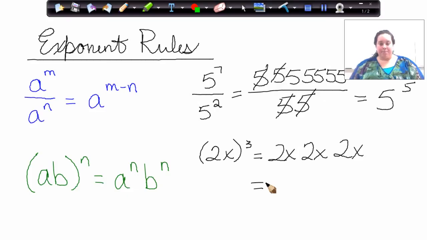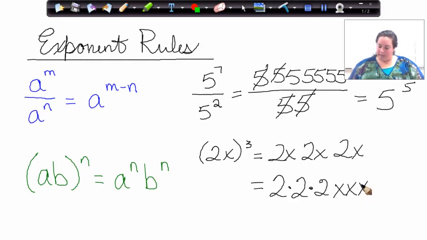Remember, we have the associative and commutative properties in multiplication. So we can say 2 times 2 times 2 times x times x times x. And that is the same thing as 2 cubed times x cubed. So it is as if we distributed that exponent.